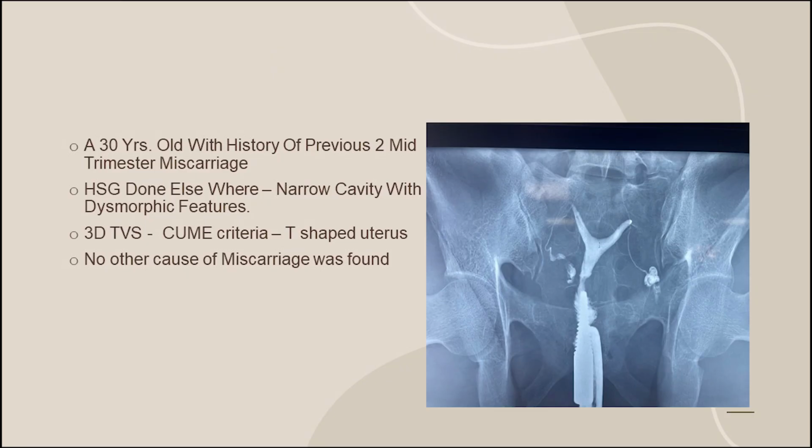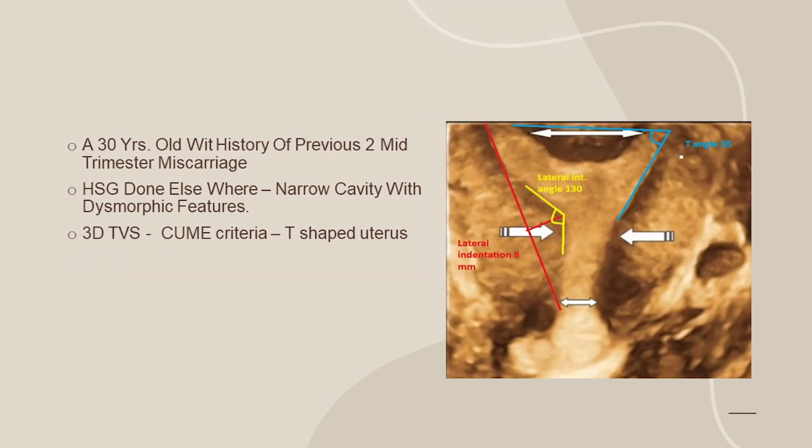Coming to the brief history, a 30-year-old woman with a history of previous two mid-trimester miscarriages presented to us with the following HSG, which showed a narrow cavity with dysmorphic uterus. Three-dimensional transvaginal ultrasonography in the coronal plane showed a T-bar Y-shaped uterus according to the CUME criteria. There was no other cause for miscarriage found in this patient.